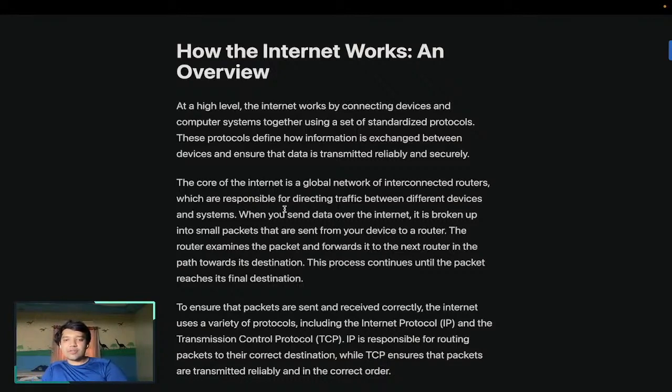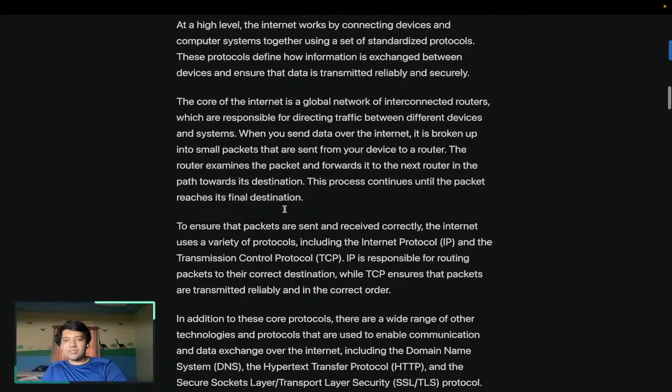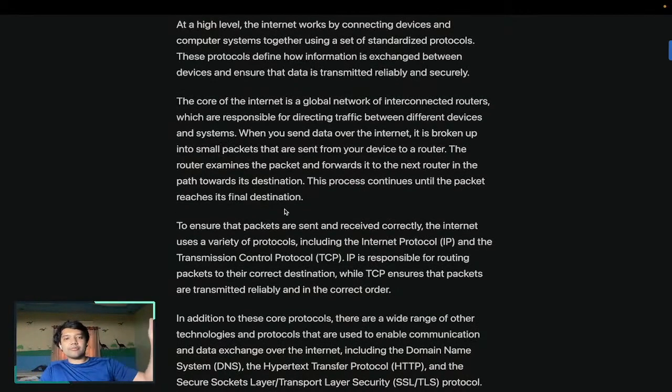When you send data over the internet, it's broken up into smaller packets that are sent from your device to a router. The router examines the packets and forwards them to the next router in the path towards their destination. This process continues until the packet reaches its final destination. So a packet goes from your device to the routers, and the routers route them until it reaches the final destination.